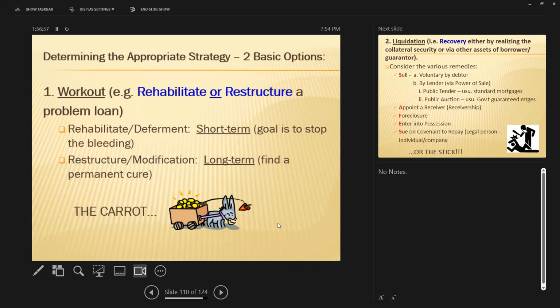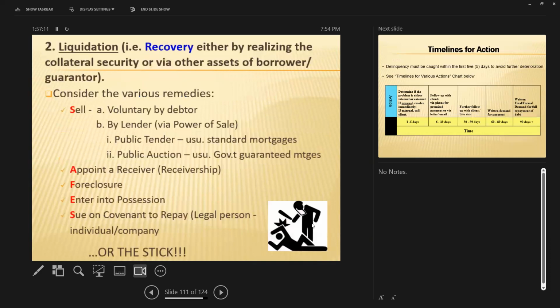So that's the carrot. That's what they call using the carrot as opposed to using the stick. The second one is when you actually go to liquidation, liquidating any assets or going after the customer. That's the stick. Your options I put in the form of SAFES. Consider the various remedies. You can have the client sell the asset him or herself or themselves, right?